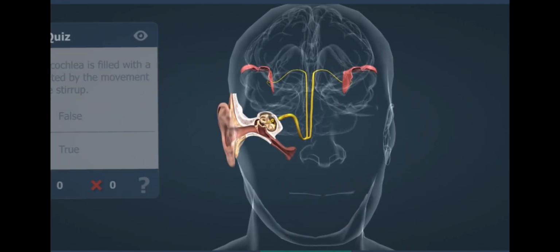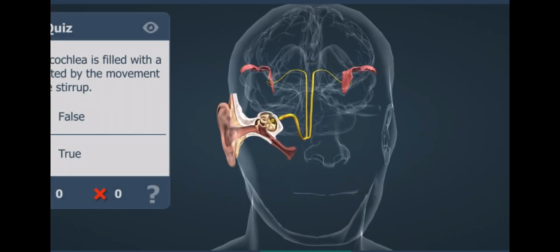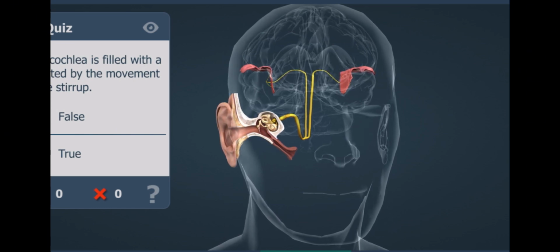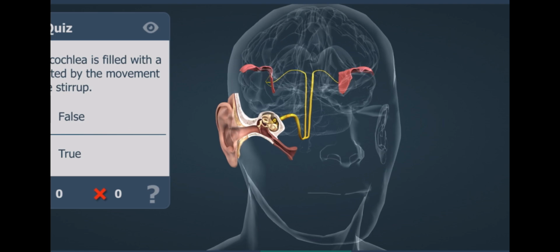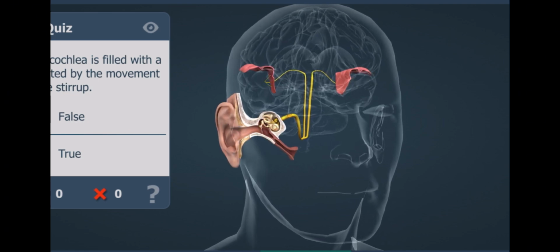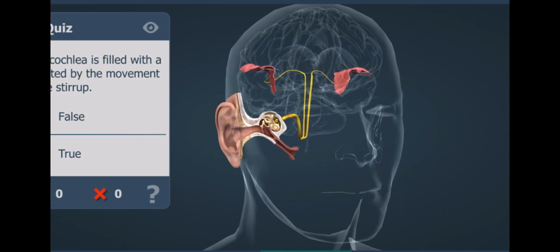5. Ossicles and sound amplification. The ossicles, malleus, incus, stapes, are the smallest bones in the human body. They amplify sound vibrations from the eardrum before transmitting them to the cochlea through the oval window.